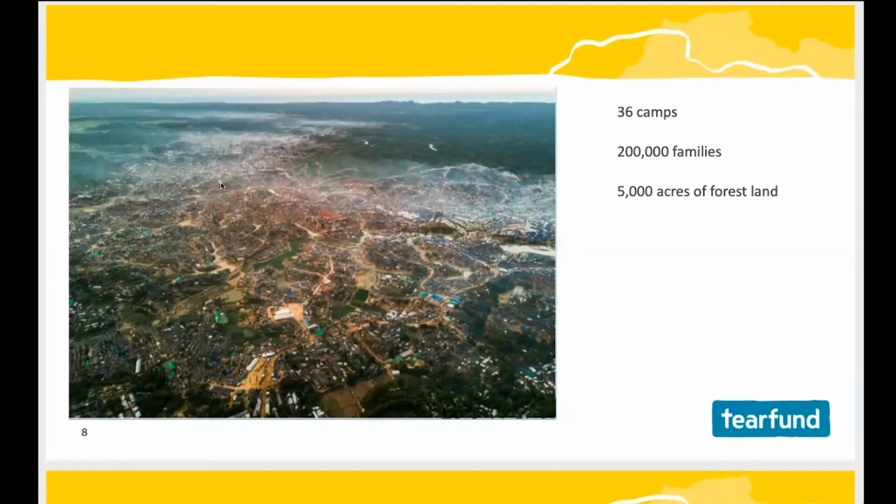Over 3 years ago, about 1 million people fled from Myanmar and took shelter in the Rohingya refugee camps in Bangladesh. So far we have about 36 camps, 200,000 families, and 5,000 acres of forest land has been transferred into these Rohingya refugee camps. So you can imagine that to host this large number of refugees, a lot of environmental damage has already been done. Within all of our activity, we are trying our best to restore that environmental damage. It's not easy. So let's see how we are doing it.